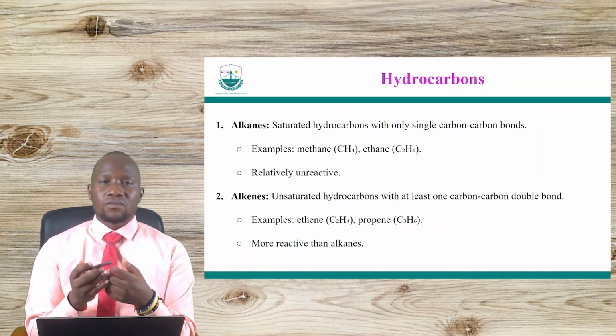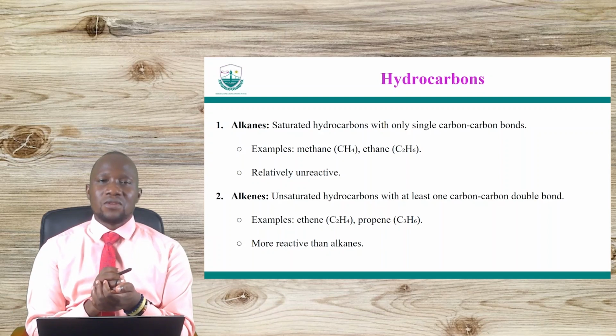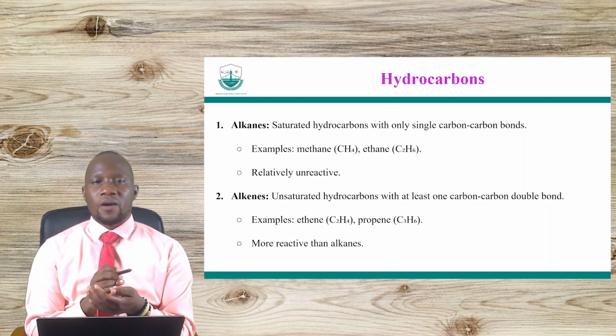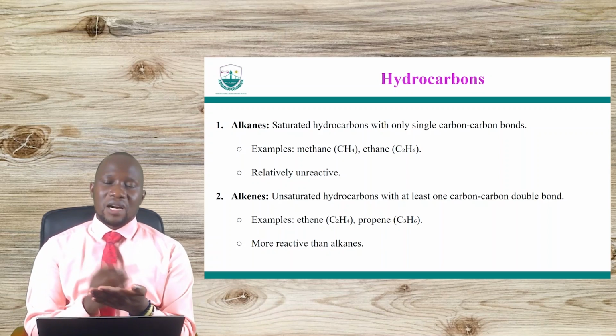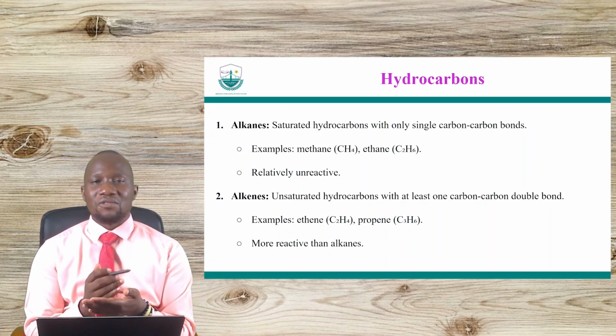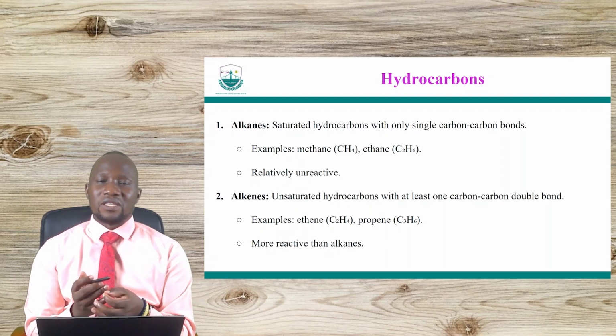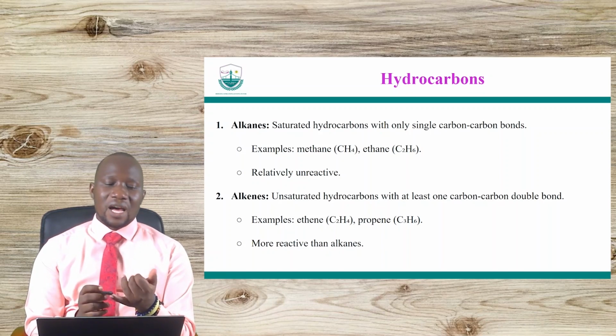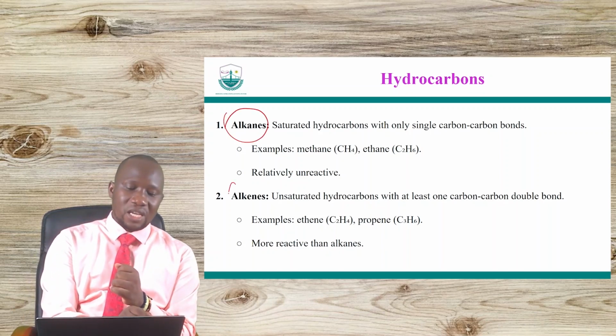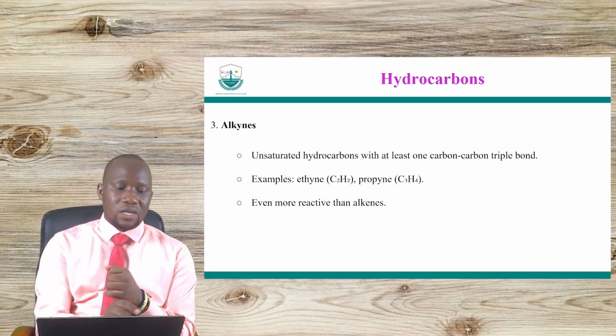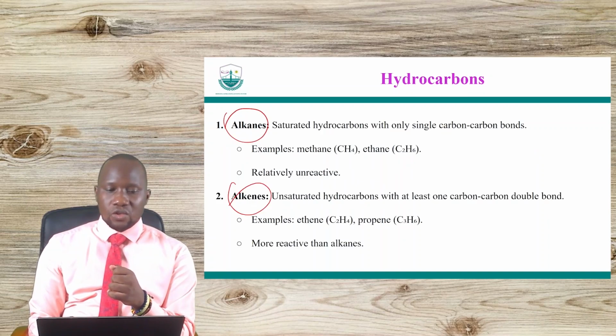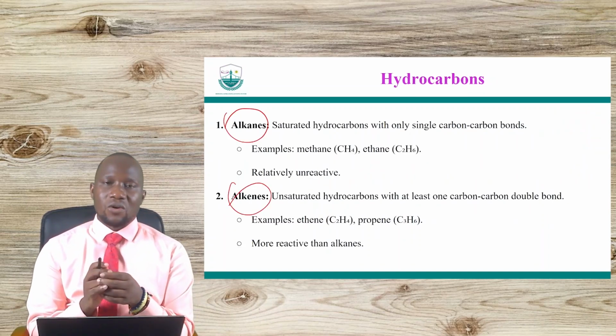Okay, so as I started with, organic chemistry looks at the chemistry of hydrocarbons, compounds that contain carbon and hydrogen. At this level, we are going to look at three major classes of hydrocarbons: the alkanes first, the second ones are the alkenes, and the third ones are the alkynes. We shall look at all of these.